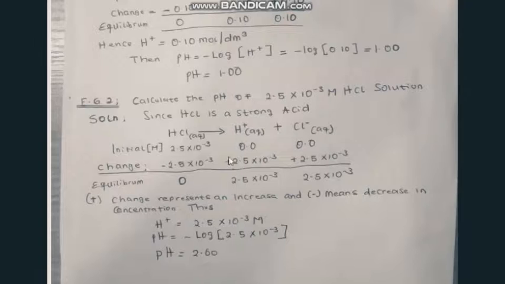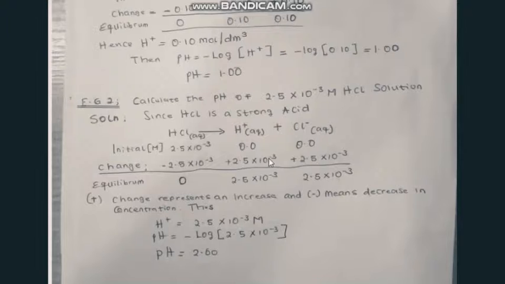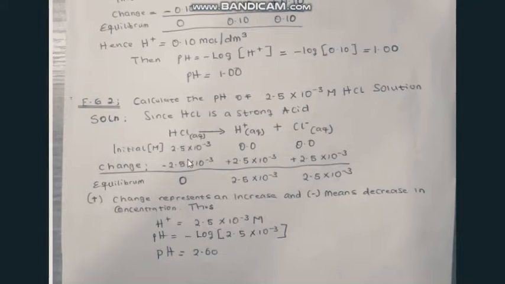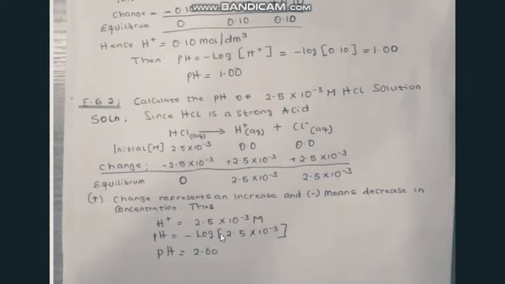So I want you to note that this positive value means that there is an increase in the concentration of the product, while this negative means there's a decrease in the concentration of the reactant, which makes it an equilibrium reaction. So we have H plus, and we can find our pH value in our calculator. We have 2.60.